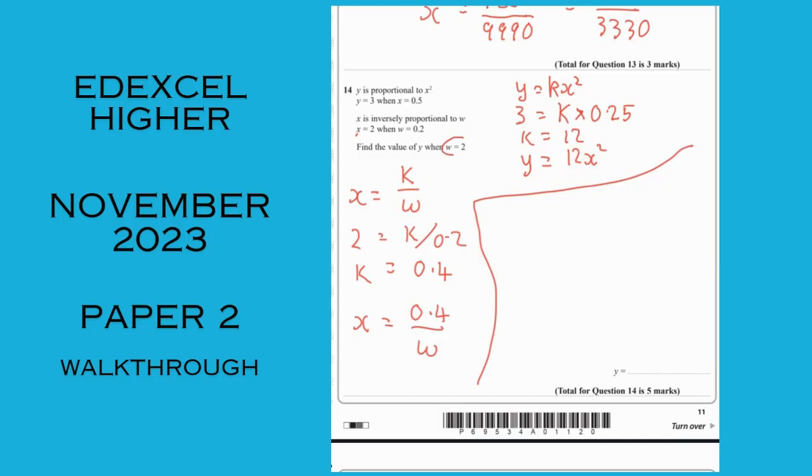You're told that w is 2. So we've got to go to this equation. If we replace w with 2, we get x to have the value of 0.2. That now needs to go into there. So y equals 12 lots of 0.2 squared, 12 lots of 0.04, 0.48. Not the nicest, but a gold mine of marks.